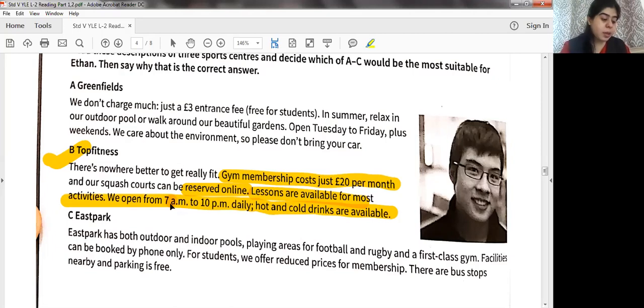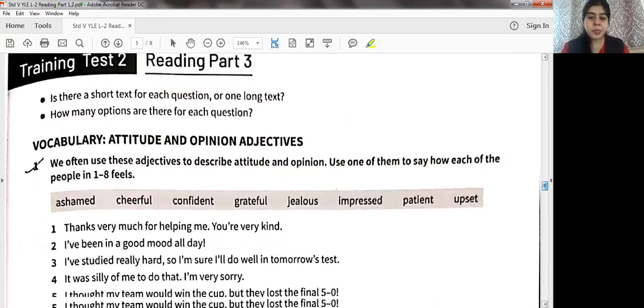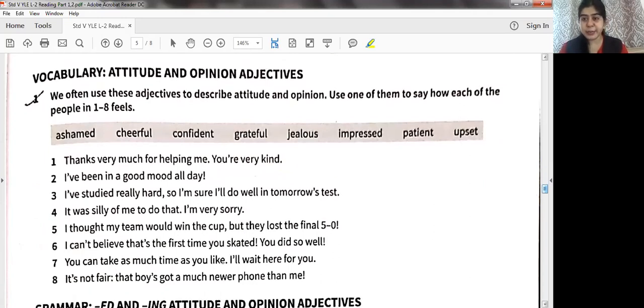Now, we will move to reading part 3. In reading part 2, the questions 6 to 10 were the homework which was given to you earlier and you all have solved it and we have discussed the answers. I had shown the answers. Now, let us move to reading part 3. We are going to study again something about adjectives. We often use these adjectives to describe our attitude and opinion. Use one of them to say how each of the people feels from 1 to 8.